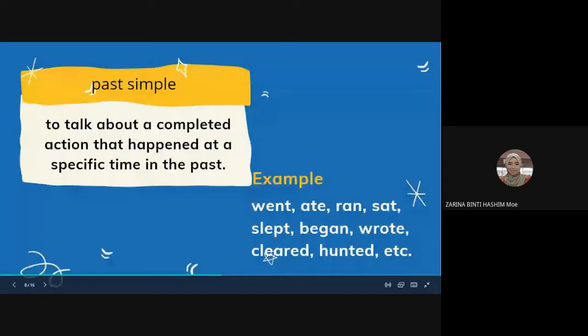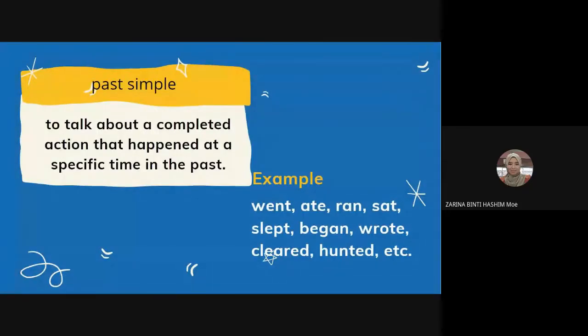We are now looking at page 37 of your textbook. I will also present my slide now. We are looking at the past simple, and also present perfect simple. Just now we learned about present perfect simple and present perfect continuous. Now we are going to look at the difference between past simple and present perfect simple.